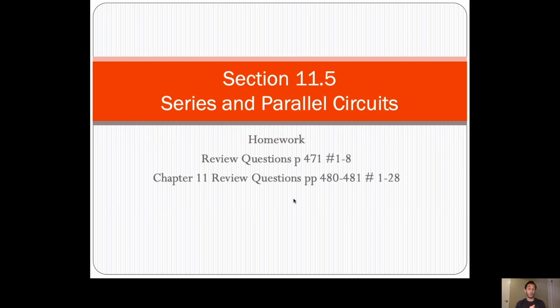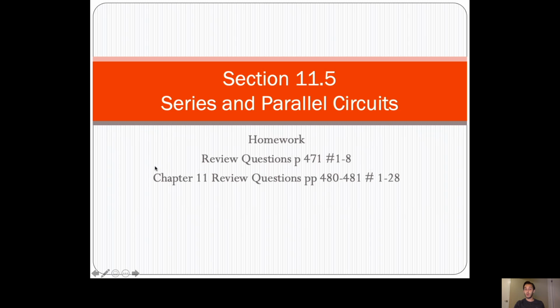That means one important thing for you, which is we are going to have a quiz. Rather than post a review, if you look at our normal PowerPoint slide, I've given you some questions for this particular section, but then I've also assigned chapter 11 review questions number 1 to 28. That's going to be your quiz review.